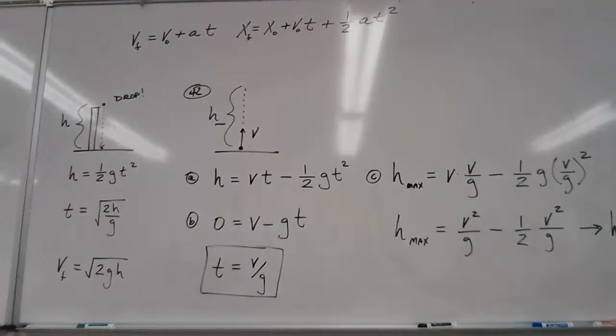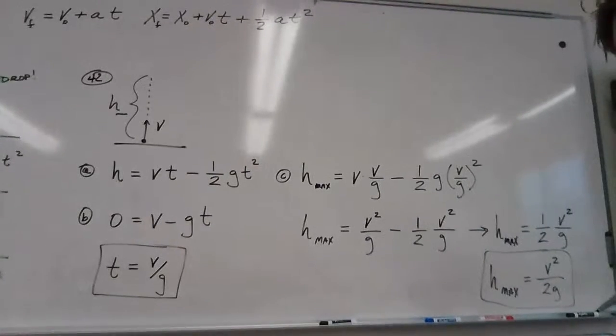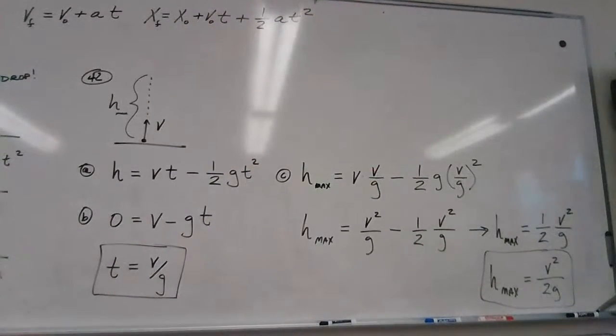Although for some reason, I don't know why, it seems more aesthetically pleasing to have it written like V squared over 2g. I don't know why, but that looks nice. How do you feel about that?